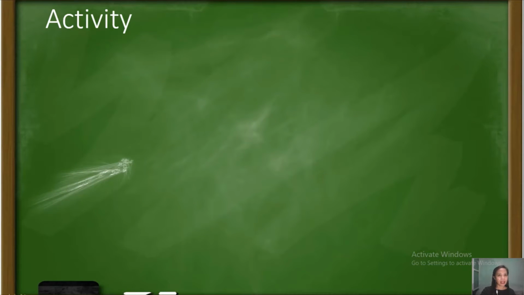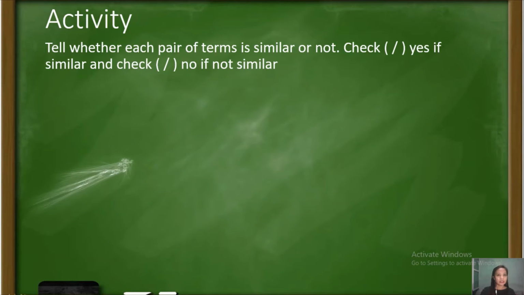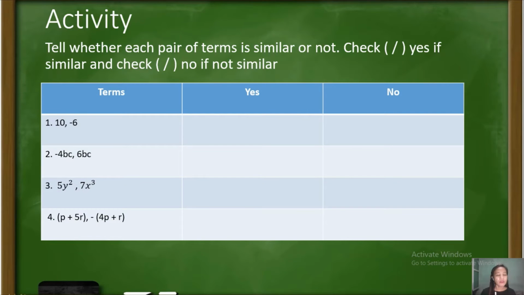For our first activity, tell whether each pair of terms is similar or not. Check yes if similar and check no if not similar. So we have here the table. For the first column, we have the word terms. The second column, we have the word yes. And the third column, we have the word no. For number 1, the terms 10 and negative 6. For you, are they similar or not?